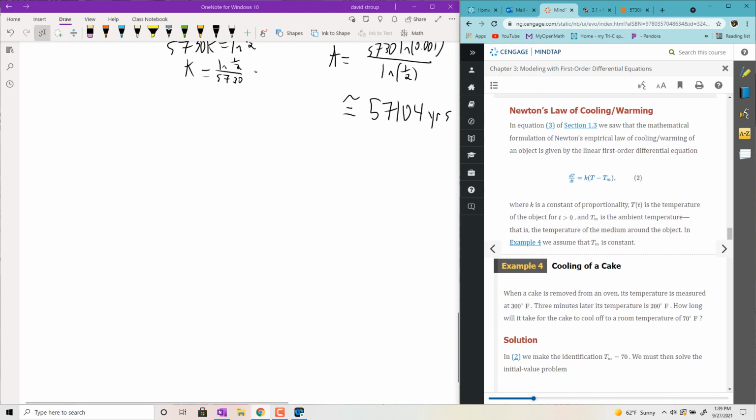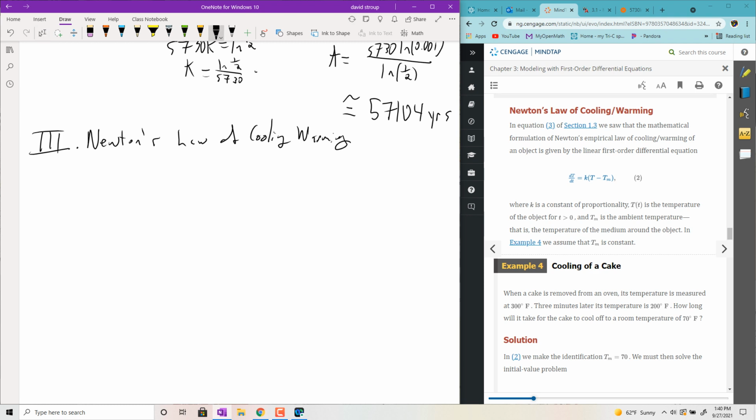Okay, so the next type of application is from Newton's law of cooling and warming. So Newton's law of cooling, warming. And the model we had from section 1.3 was that the rate of change of the temperature is proportional to the difference between the temperature of the object and the temperature of the surrounding material. Okay.